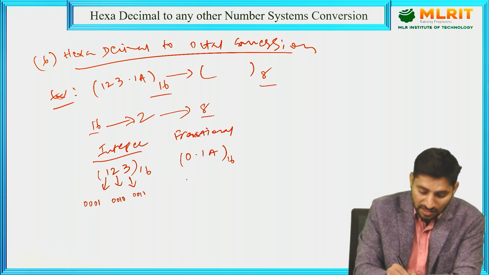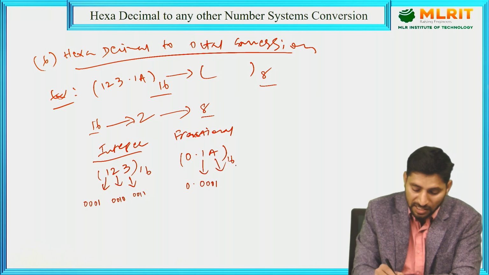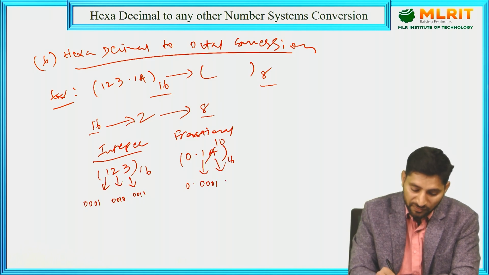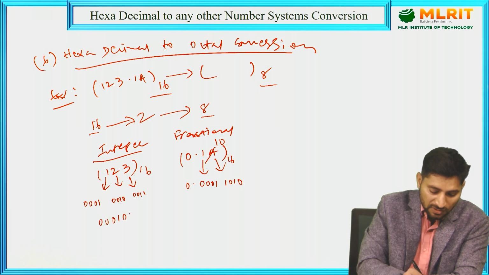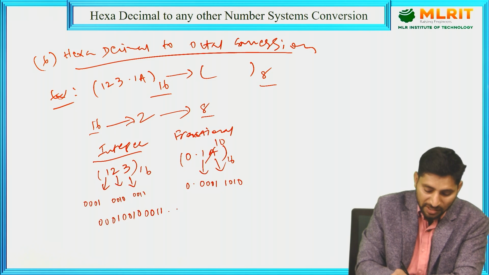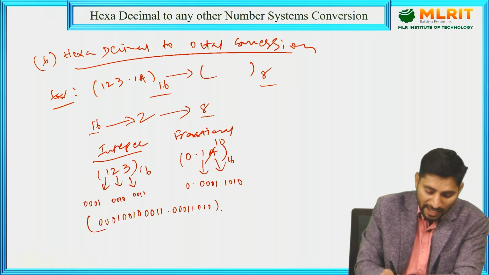Next, after the point, this 1 can be converted into 0, 0, 0, 1. This A can be converted. A means what? It's a 10. So the 4-bit equivalent of 10 in binary is 1, 0, 1, 0. Now the actual answer is 0, 0, 0, 1, 0, 0, 1, 0, 0, 0, 1, 1 dot, clubbing this integer part and fractional part, 0, 0, 0, 1, 1, 0, 1, 0. This is what actually the binary is.